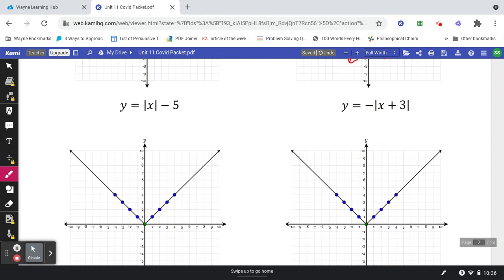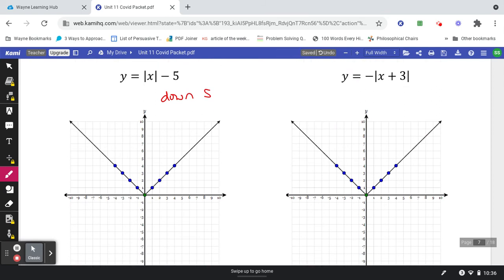For the next example, you have the absolute value graph, which is the V shape. And the minus 5 tells you you're going to move your graph down 5. So each point down 5. I always start with that origin point and then move it down. And then everything else you can kind of see where it's going to be, just following the pattern of the graph.